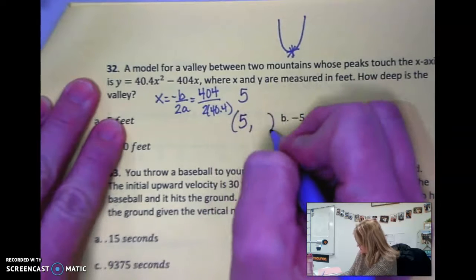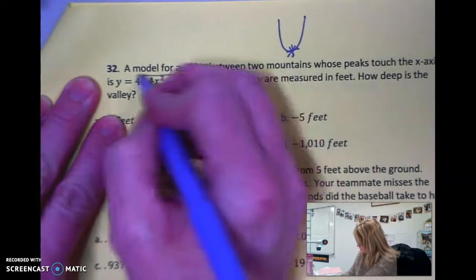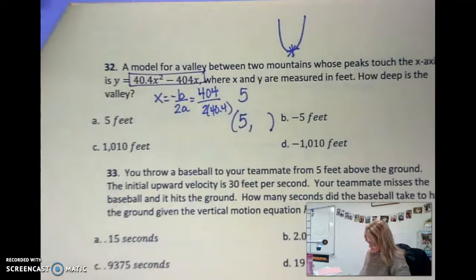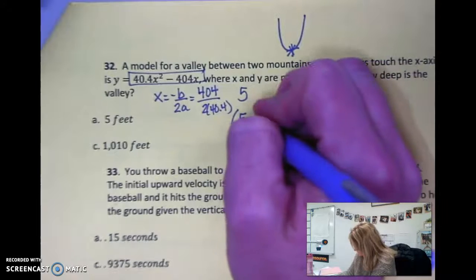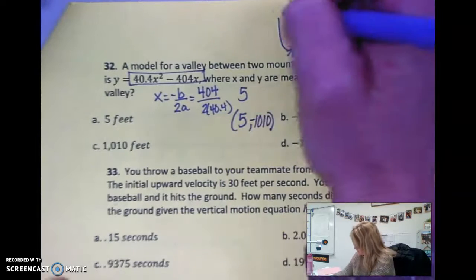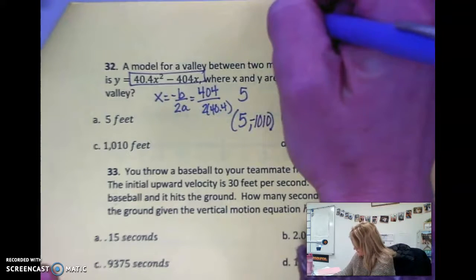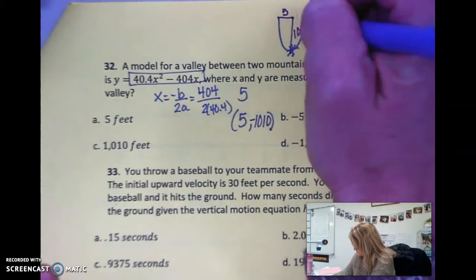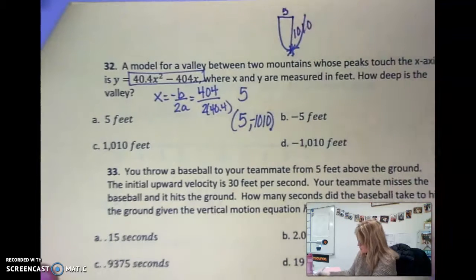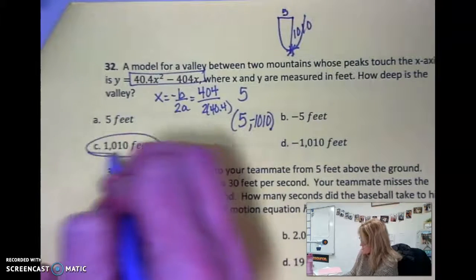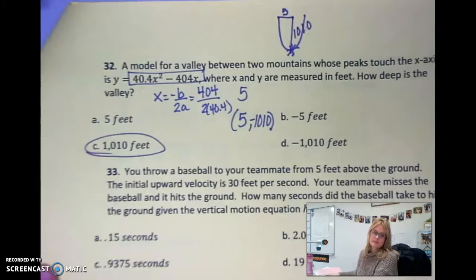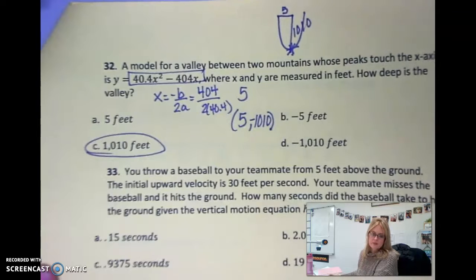I also need to find my y value. So I'm going to plug 5 in for x into this equation. And I get negative 10. That means I'm going over 5 and down 10. So how deep is it? Well, remember, we measure distance by positive numbers, so it has to be C.